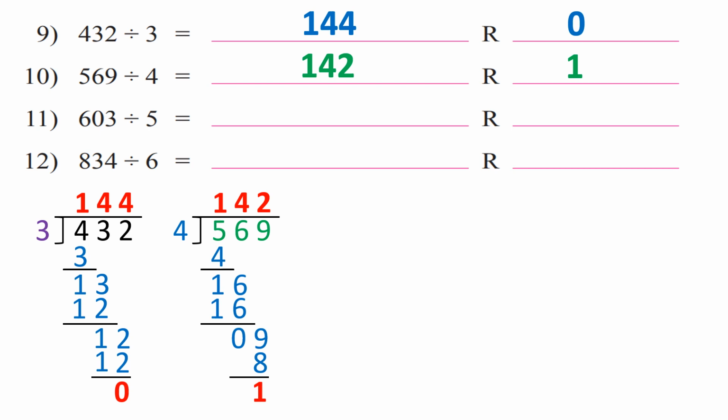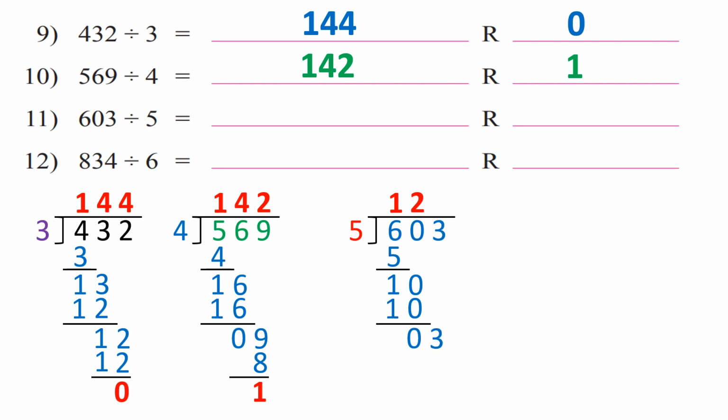Next is number 11. The number is 603 divided by 5. 6 divided by 5 is 1. 5 times 1 is 5. 6 minus 5 is 1. Then bring down 0. Now you have 10. 10 divided by 5 is 2. 5 times 2 is 10. 10 minus 10 is 0.